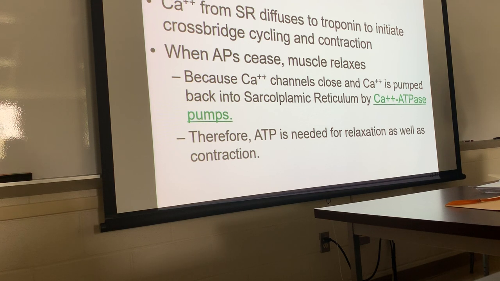Now, I can't stress enough to you guys how important correct electrolyte balance is in your bodies in terms of ions. That's what we're talking about when we say electrolyte.